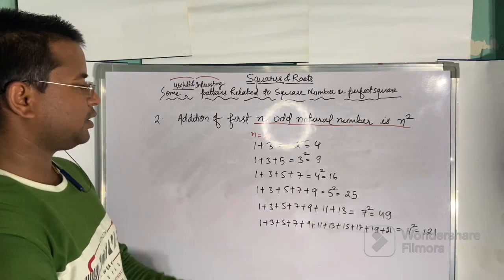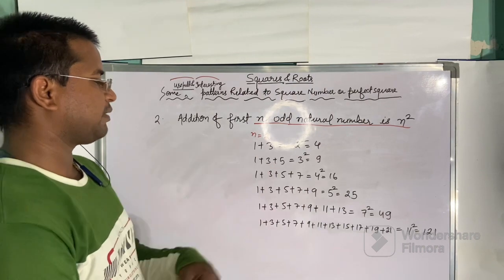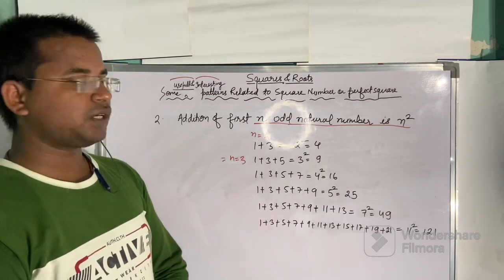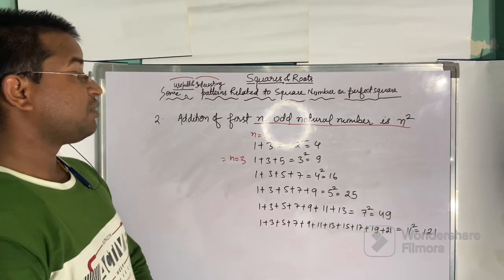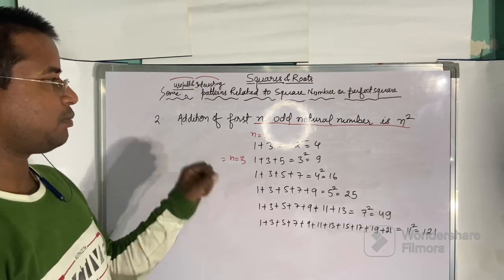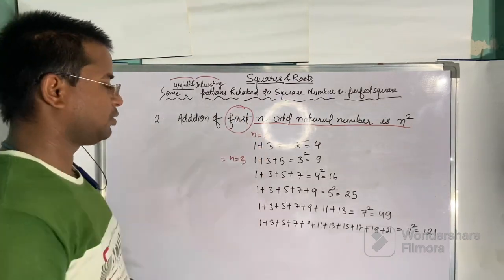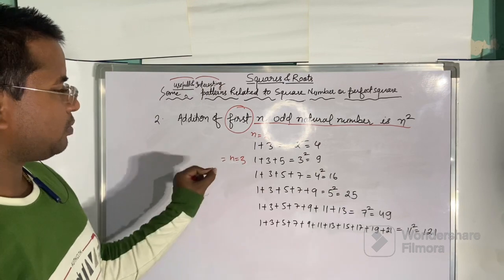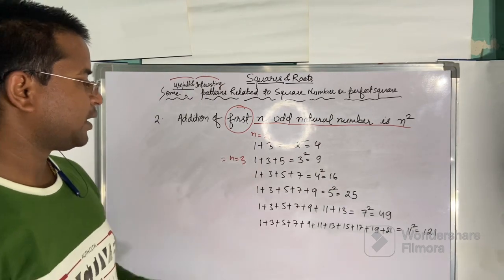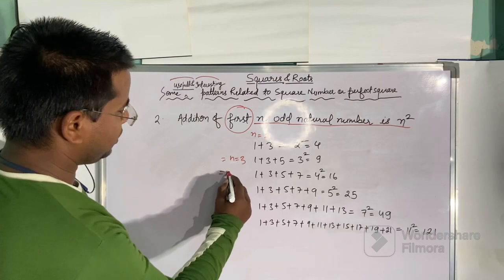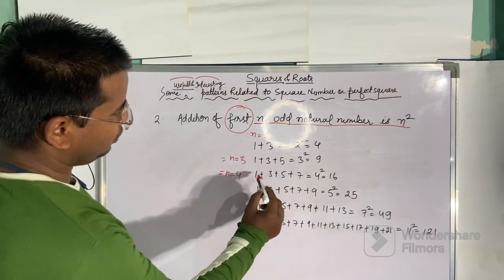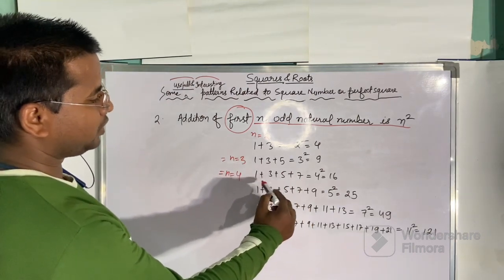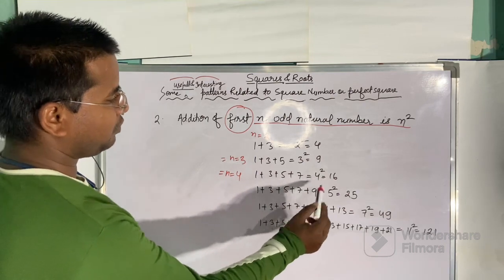Next, how many odd natural numbers are there? There are 1 plus 3 plus 5. That means n is equal to 3, 3 odd natural numbers. So the sum of the first 3 odd natural numbers is 3 square, that means 9. Similarly here n is equal to 4. How is n equal to 4? 1, 2, 3, 4. They are the 4 numbers. So the sum of these 4 odd natural numbers is 4 square.